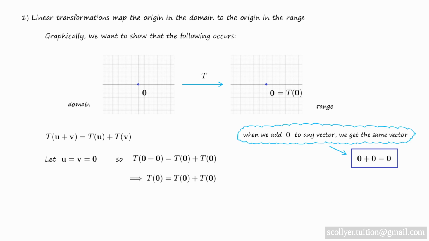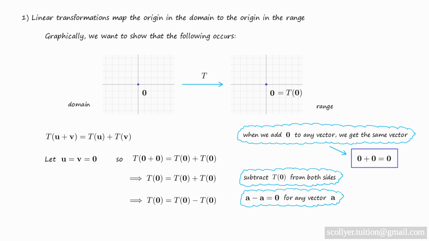So that statement above reduces to T(0) = T(0) + T(0), and now we subtract T(0) from both sides, so that T(0) = T(0) - T(0), and we note that a - a = 0 for any vector a, and so finally we have that T(0) = 0 as required.